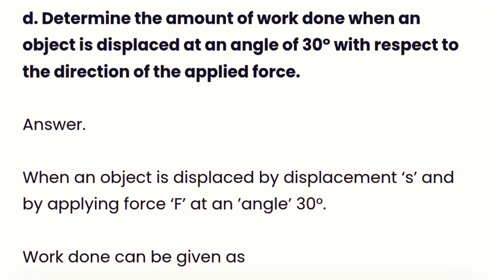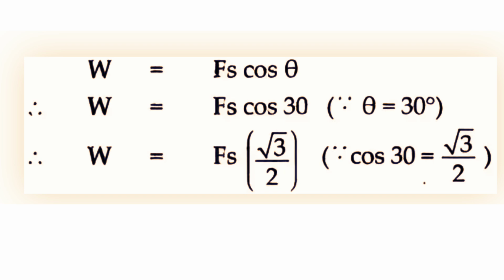D. Determine the amount of work done when an object is displaced at an angle of 30° with respect to the direction of the applied force. Answer. When an object is displaced by displacement s by applying force F at an angle of 30°, work done can be given as W = Fs cos θ. Therefore, W = Fs cos 30°, because θ = 30°. Therefore, W = Fs (√3/2), because cos 30° = √3/2.